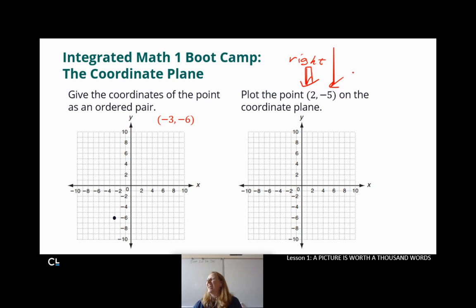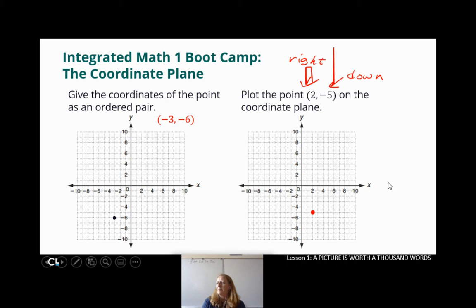Since that's a negative 5, we're going to go down 5 units. So don't forget the first one is side to side, and since it's positive, we'll go right 1, 2. And then our second one is up and down. That's a negative, so we're going to go down. So we're going to go right 2, down 5. So from the origin, 1, 2 to the right, and then 1, 2, 3, 4, 5 down.